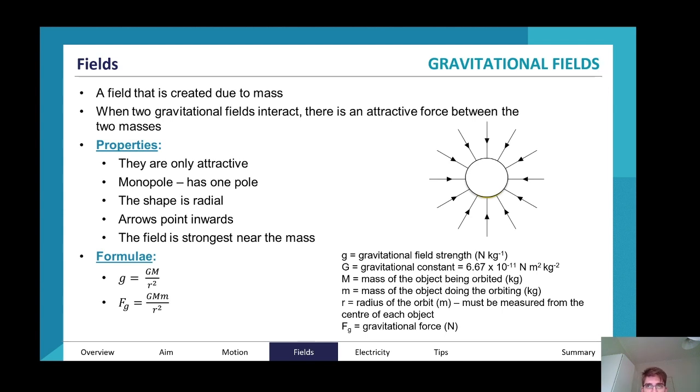The formulas for gravitational field are g is equal to GM divided by r squared, or G multiplied by capital M multiplied by smaller m divided by r squared. Now I'm going to explain what all of them mean. You have them on the bottom right hand side as well.